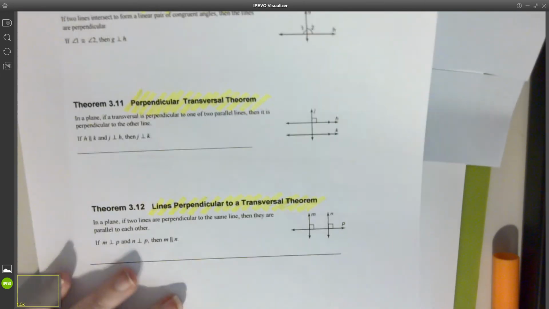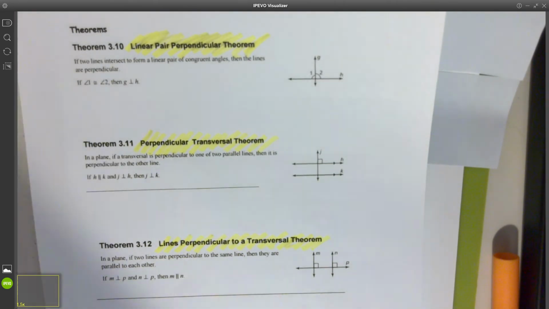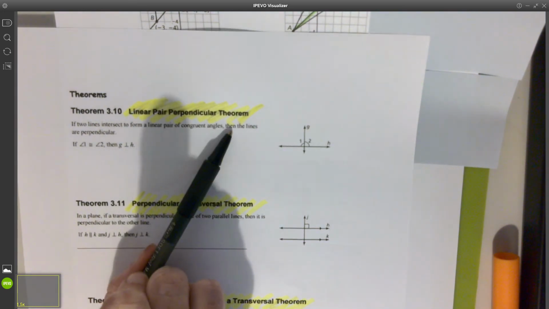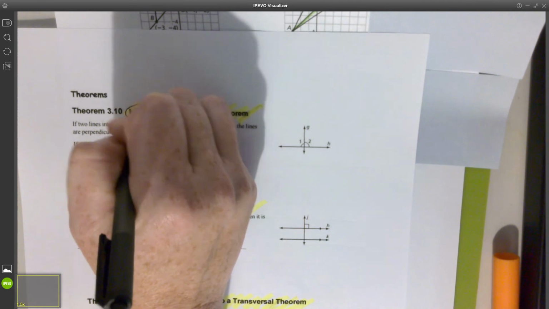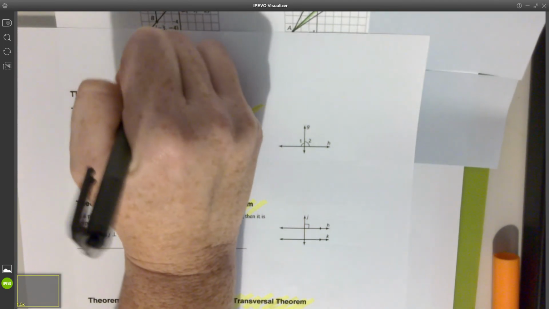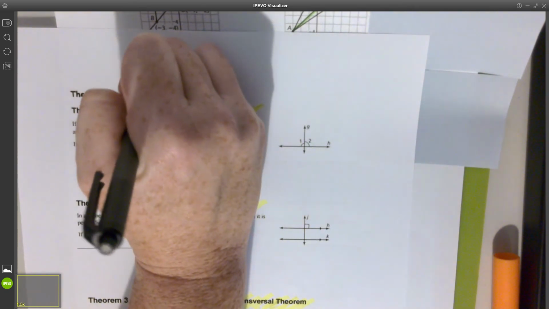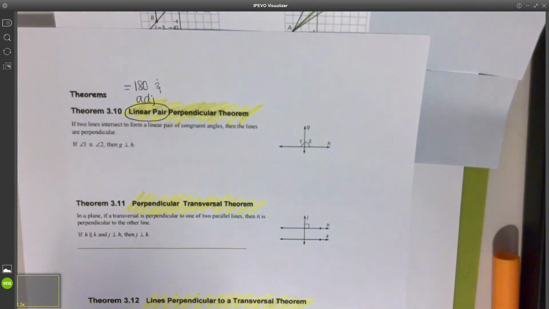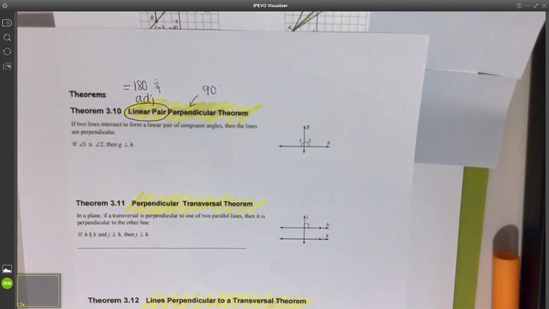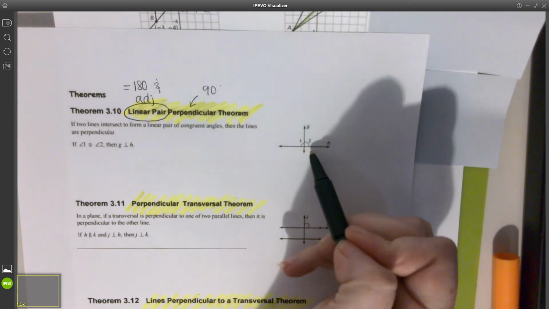All right, so here we have some theorems or rules that we're going to apply. It says linear pair perpendicular theorem. So breaking apart what we know: linear pair, we already know that equals 180 and is adjacent. Perpendicular, we know that means 90 degrees. So in our diagram, here we have these two angles.